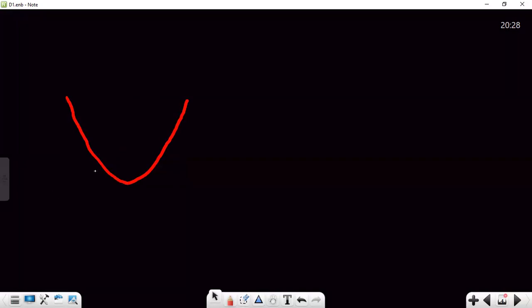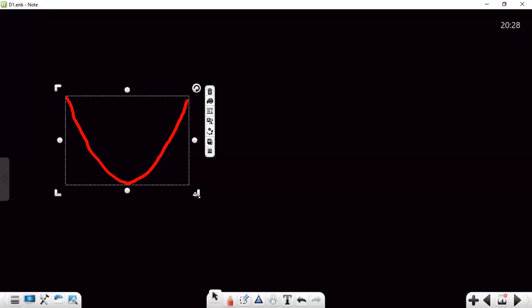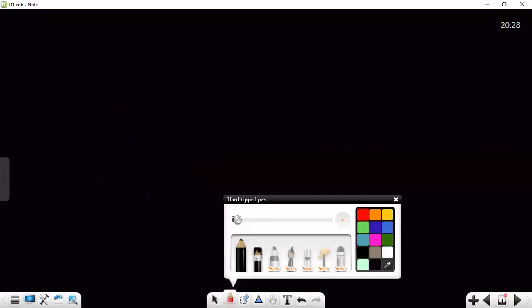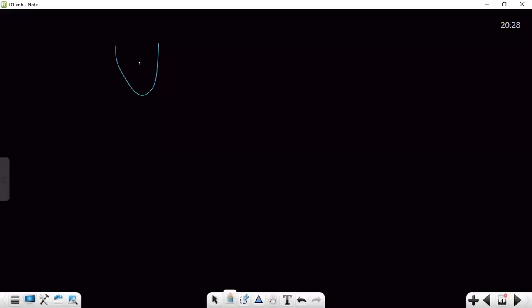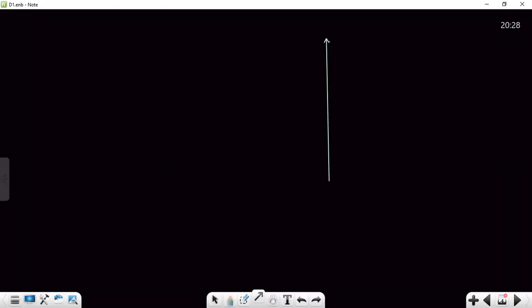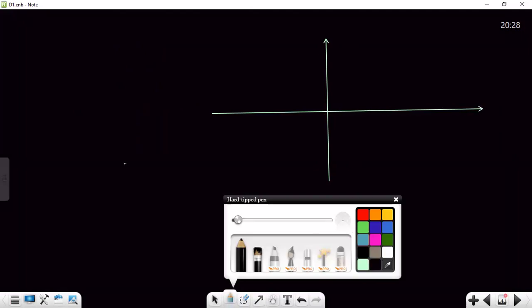Oh my God. Let's focus on our topic once again. So, coming back, a parabola looks somewhat like this. If we draw two axes also, this is the y axis, and this is the x axis. And the parabola is somewhat like this.